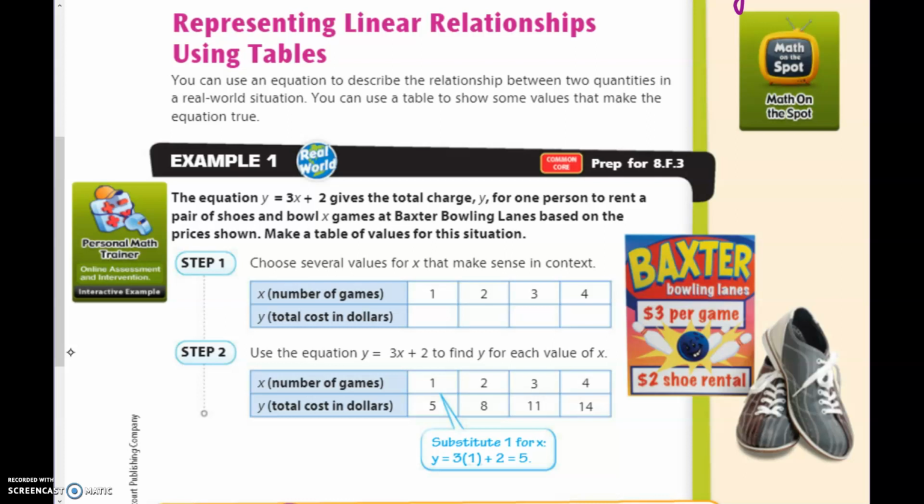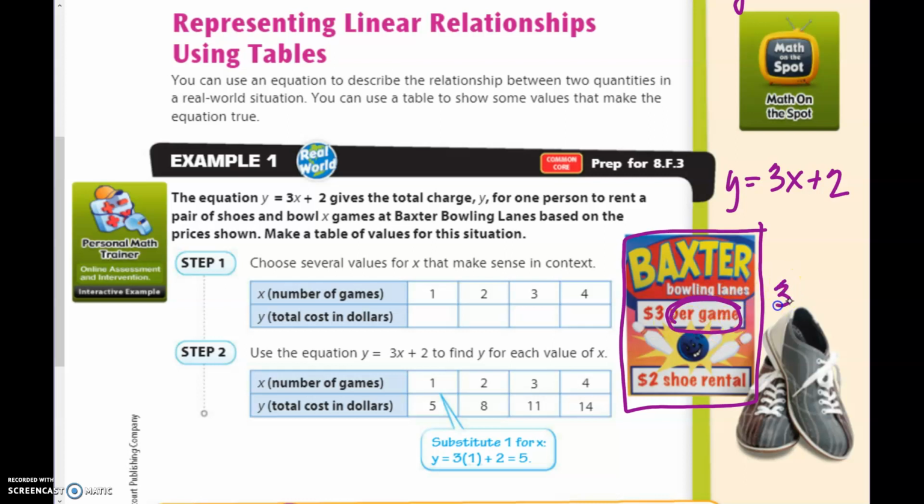So in this situation, when they have this equation, y equals 3x plus 2, let's look at this little chart right here. Baxter Bowling Games, they're charging you $3 per game. And whenever we have something that says per game, we don't know if you're going to bowl 2 games or 3 games or 4 games or maybe just 1 game. But per game, that's why we're going to write 3x, and this x is the variable.